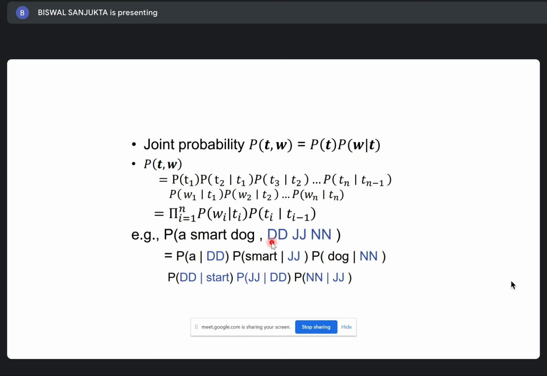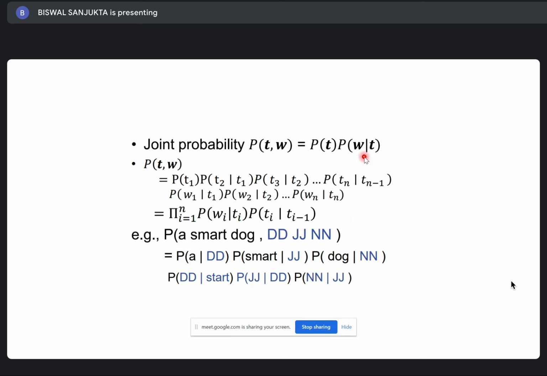And 'a' is only dependent on this DT, maybe it's determiner. So if I want to find the probability of smart given all these tag sequences, I don't care what the rest of the sequence says. I am only interested in this smart position. Let's say it is the second position. What is its corresponding tag? Its corresponding tag is JJ. So I am only building a relationship between JJ and smart. I am not interested in other tags.